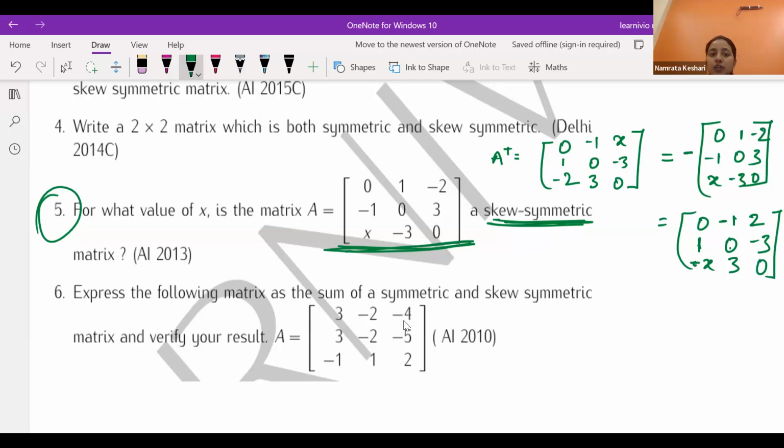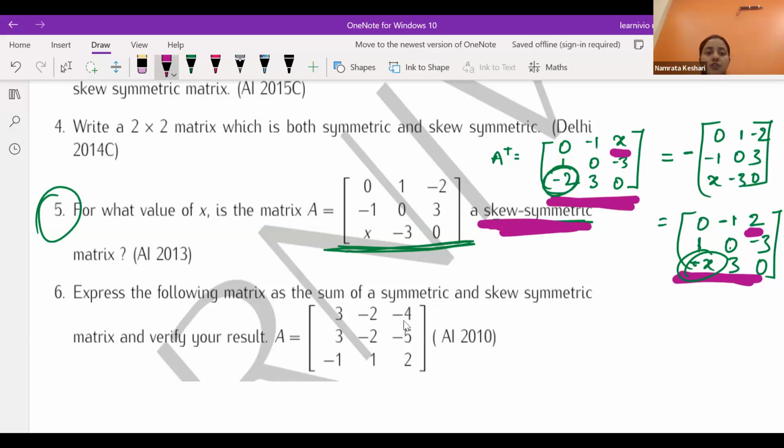Now we can just compare this side and this side, right? By using the equality of matrix concept, element by element, we can compare. We are just supposed to find the value of x. So we can say x over here will be equal to 2, right? Yeah, or maybe we can see clearly this minus 2 and minus x are same. So basically we are getting x is 2, right? How we got it? Since it was written over here that it is skew symmetric, we have used the condition of skew symmetric that A transpose must be equal to negative A, right?